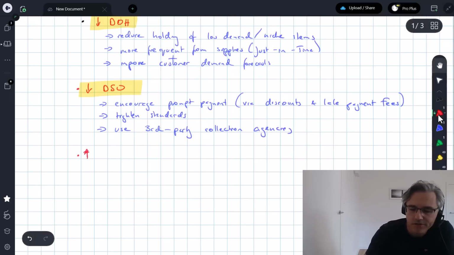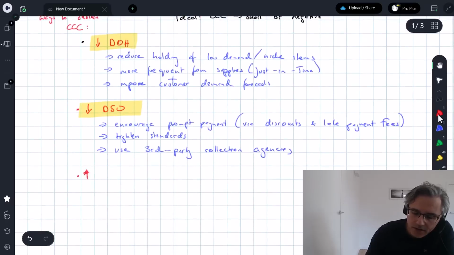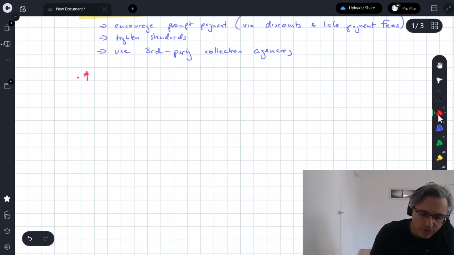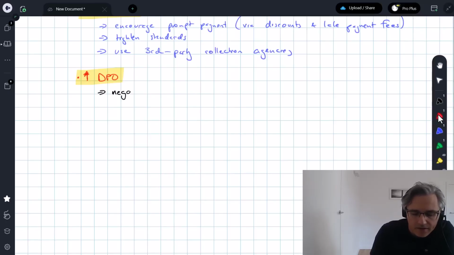And okay, the final piece of this puzzle was DPO, days payable outstanding, and we could try to increase this. That is, lengthen the period over which it takes us to pay our suppliers. And here the suggestion is, don't be late. Necessarily, we wouldn't advise that, but negotiate longer term contracts with suppliers.